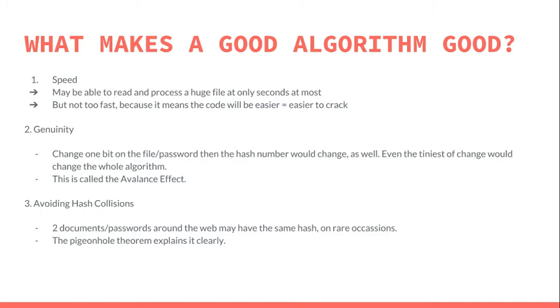A way to explain hash collisions is, for example, the pigeonhole theorem. For example, there are 100 pigeonholes, but there are 200 pigeons. You put 100 pigeons into the 100 pigeonholes, so each pigeonhole has one pigeon. But you must put the other remaining 100 pigeons into one of the pigeonholes already taken. So it can happen: two pigeons in one pigeonhole.